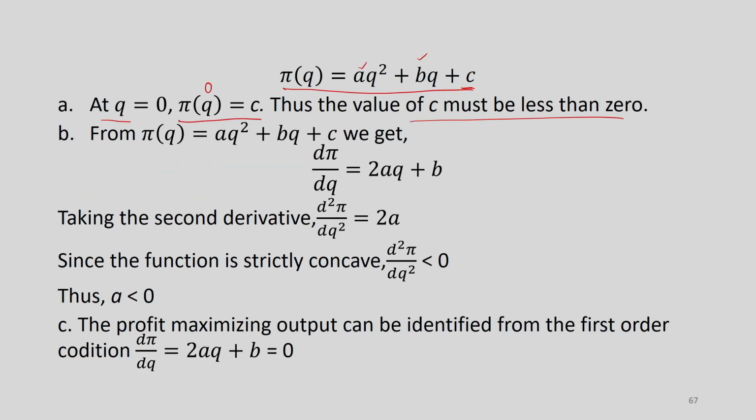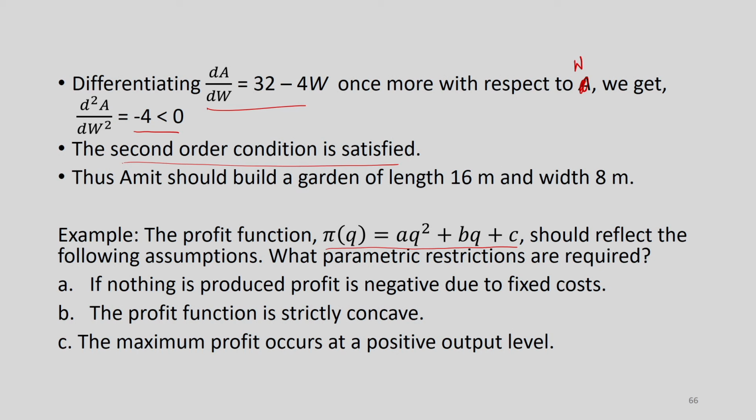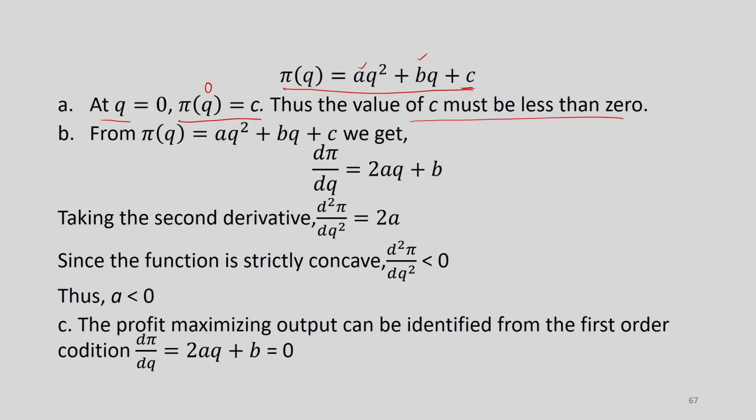What is the second part? The profit function is strictly concave, and here what property do we use? We use the property that a function is strictly concave if and only if the second derivative of the function is negative. Okay. Second derivative we have to find.